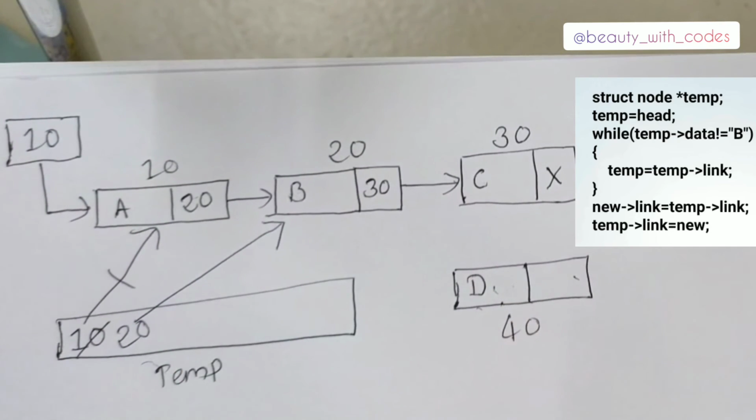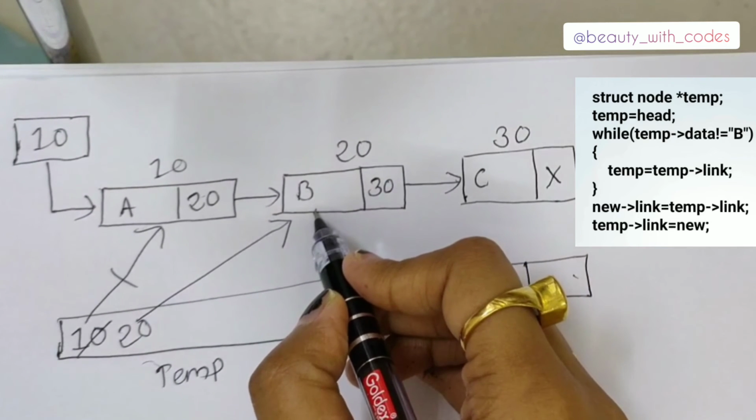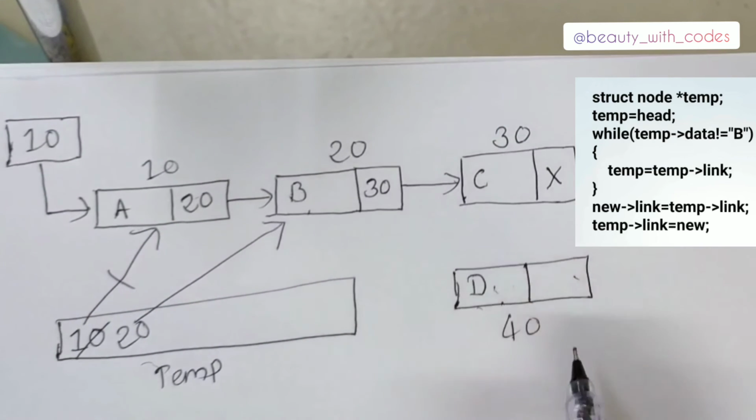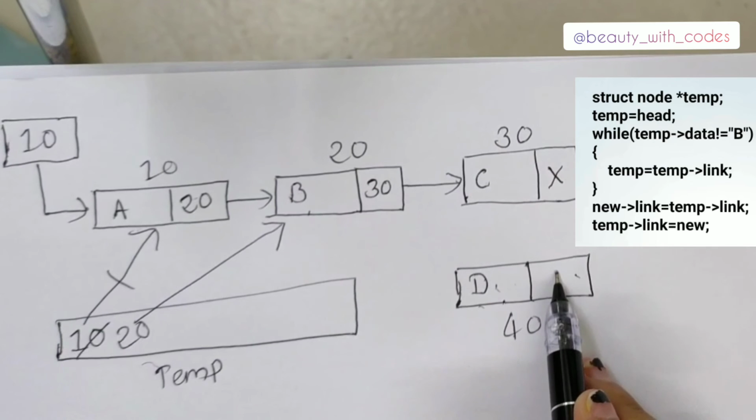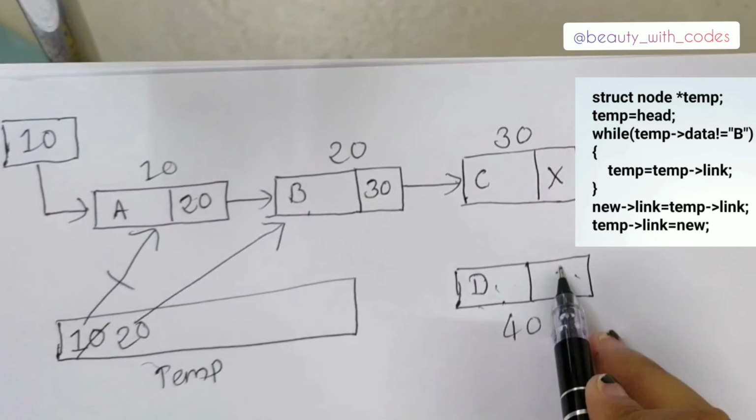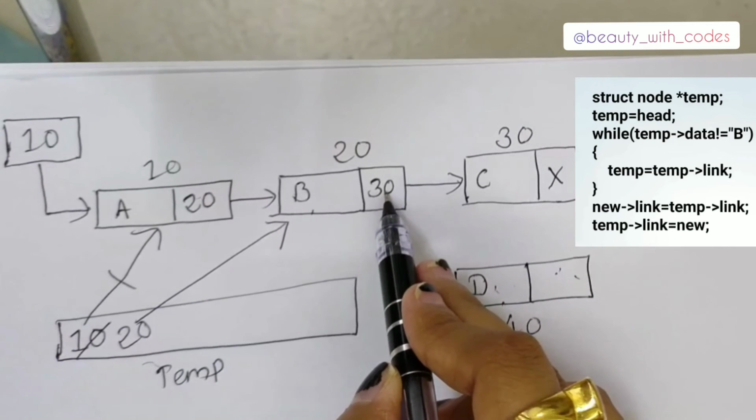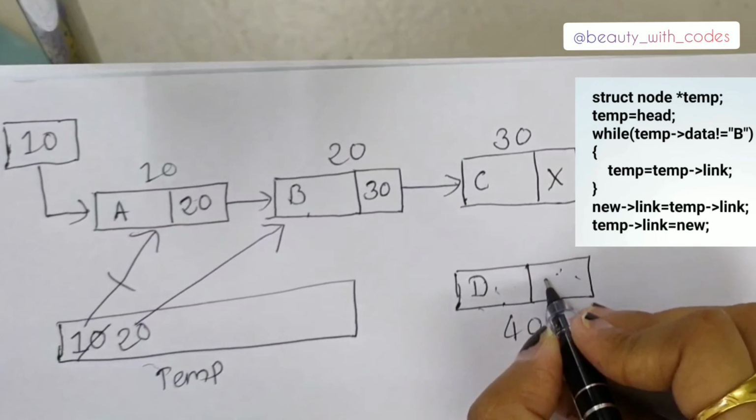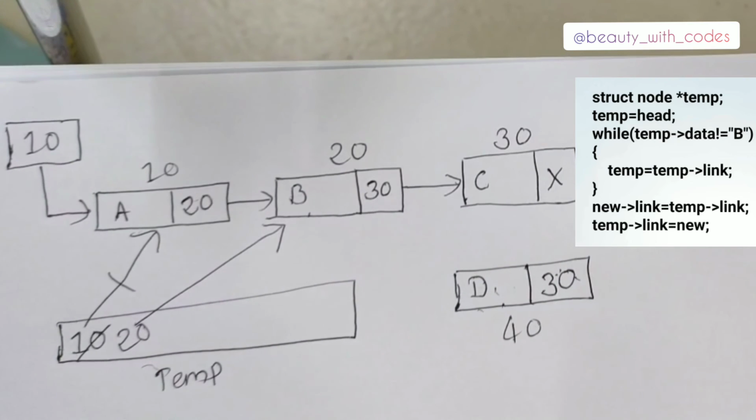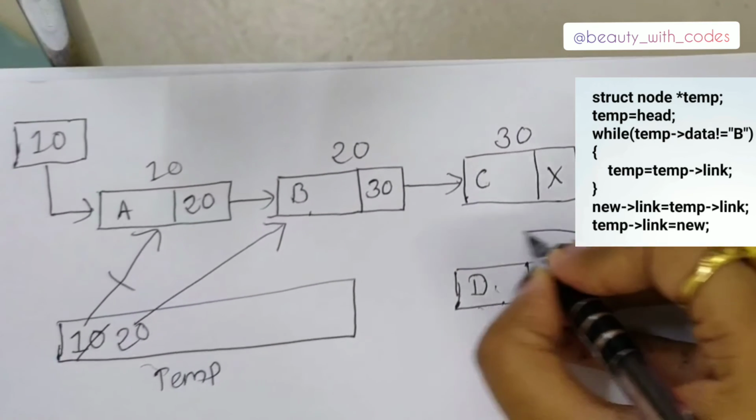That is fine. And now let's see whether the data part of temp is B or not. Yes, it is B. It means yes, the loop is going to be broken here. And now the link of the new node is going to have the value of temp of link. So what is the value of temp of link? The value of temp of link is 30. So the new node will hold the value 30, that is, the new node will start pointing to C.